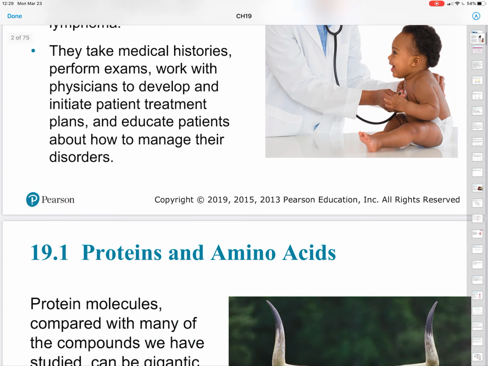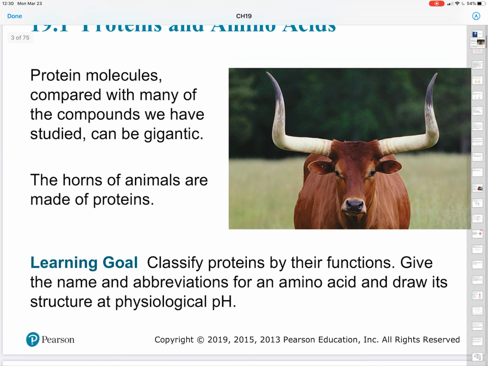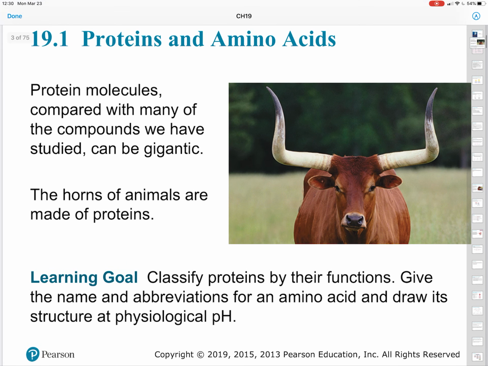So let's take a look at some general proteins for some classification purposes. Protein molecules can be very, very large. Sometimes it's hard to study them because they have so many different amino acids that make them up. And there are so many different proteins in a cell, all the time, that it's hard to separate them in order to get the particular protein that we're after. But they do have some general classifications.